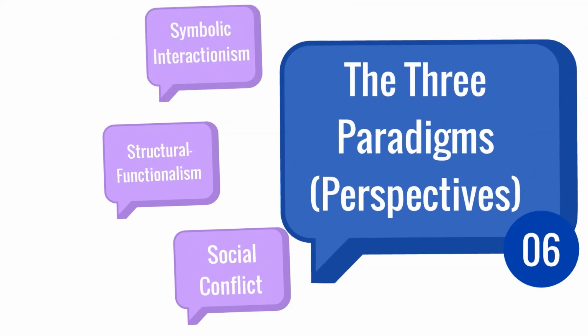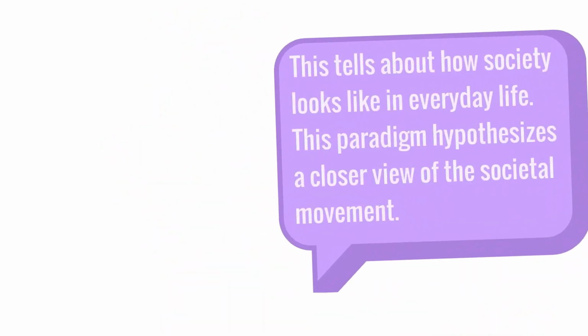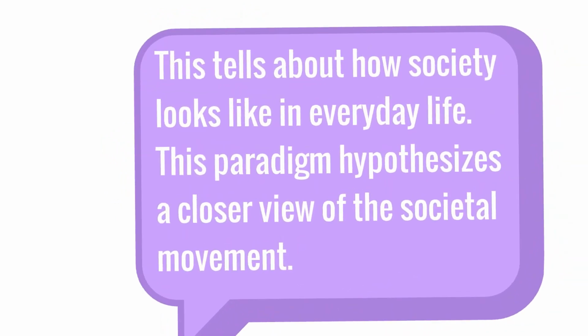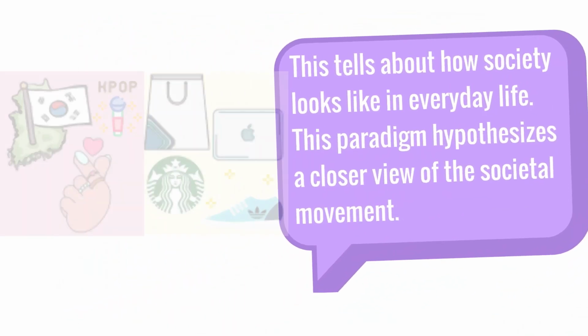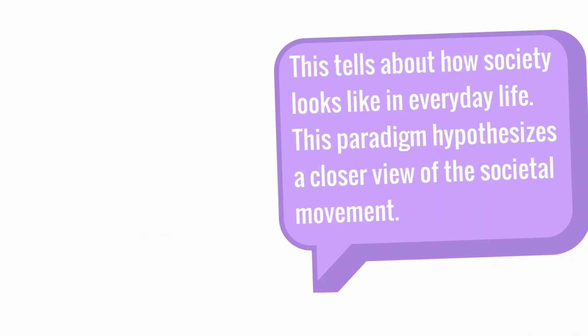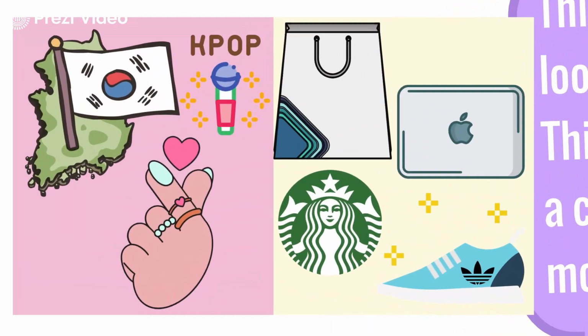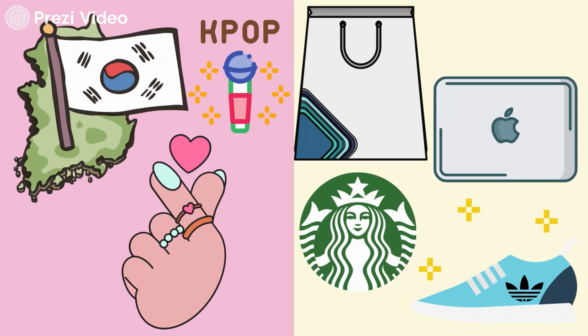Symbolic interactionism. This tells what society looks like in everyday life. This paradigm hypothesizes a closer view of societal movement. For instance, the products you consume describe you. You like Korean pop songs. These are sign vehicles that make statements about your social position.